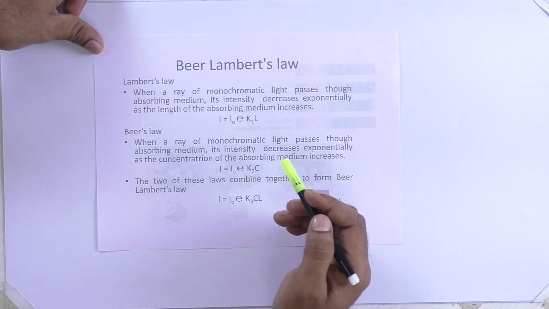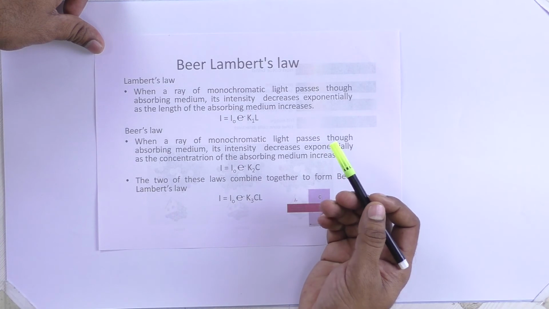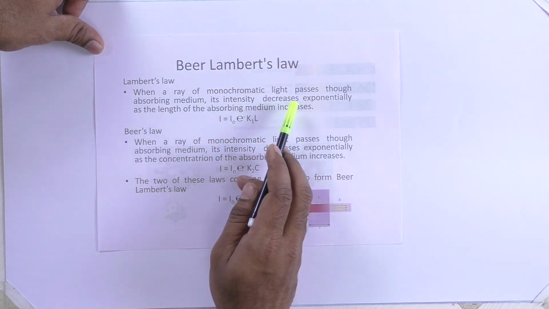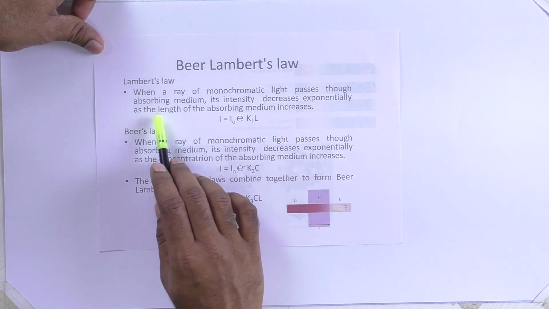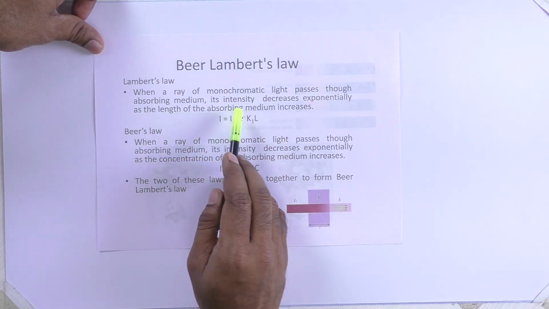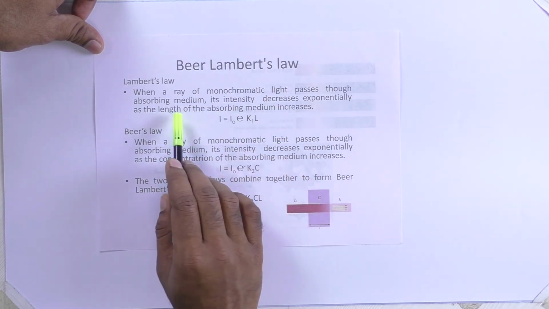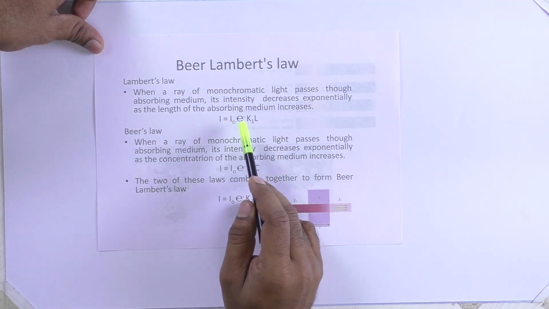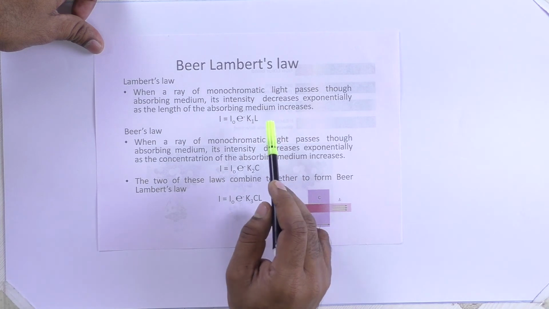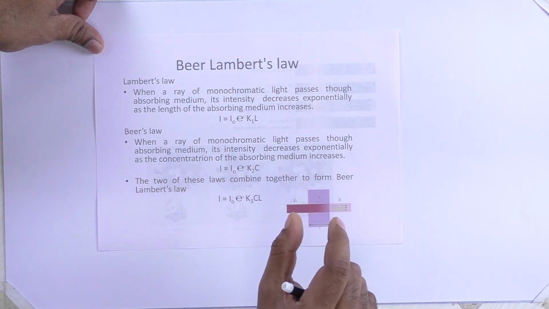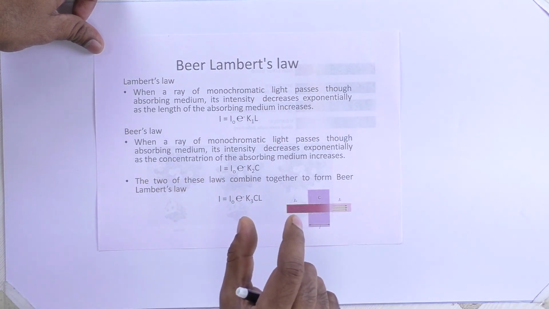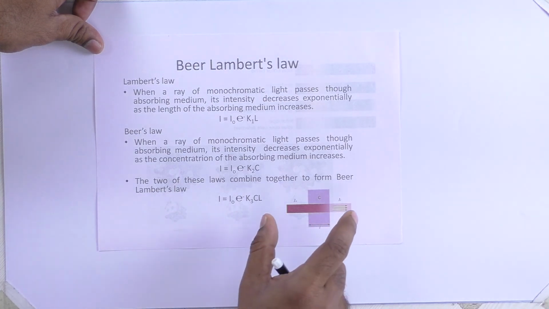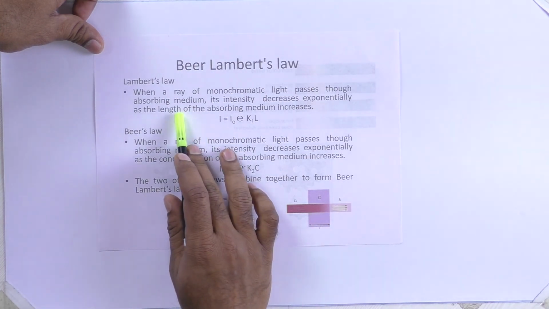Beer-Lambert's law. When a ray of monochromatic light passes through an absorbing medium, its intensity decreases exponentially as the length of the absorbing medium increases. For example, log I = -K1 L. So if the length of the absorbing medium increases, the intensity of the light decreases. So that is Lambert's law.